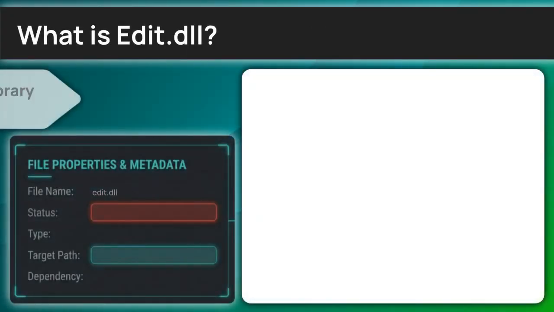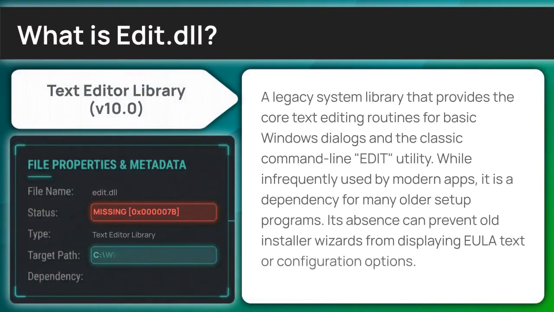This is the Edit Library, a legacy system library that provides the core text editing routines for basic Windows dialogues and the classic command line edit utility. While infrequently used by modern apps, it is a dependency for many older setup programs. Its absence can prevent old installer wizards from displaying EULA text or configuration options. With the why out of the way, let's focus on getting you running again.